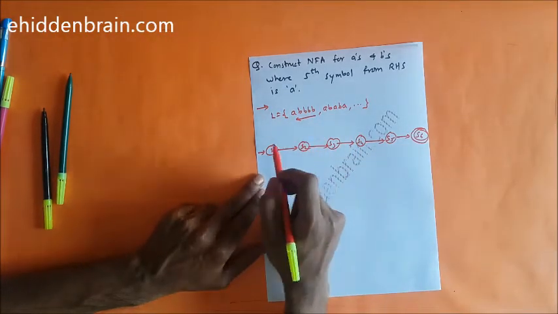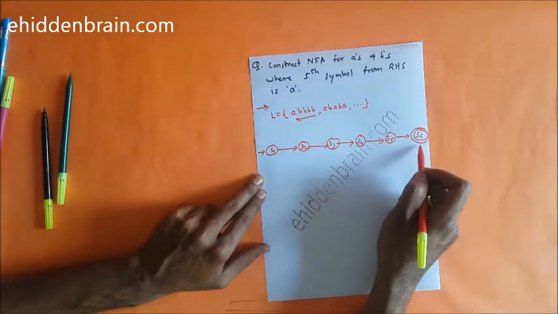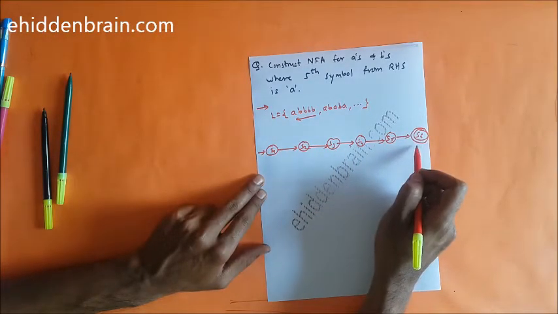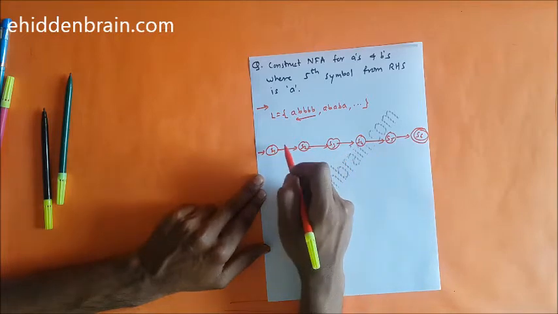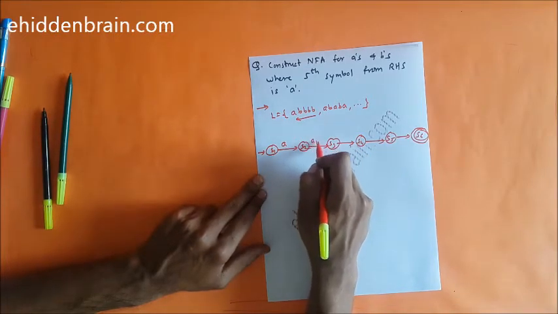Now my job is, from the right hand side, meaning from this side, the fifth symbol should be A, meaning 1, 2, 3, 4 and 5. This should definitely be A; the others I am not worried about.